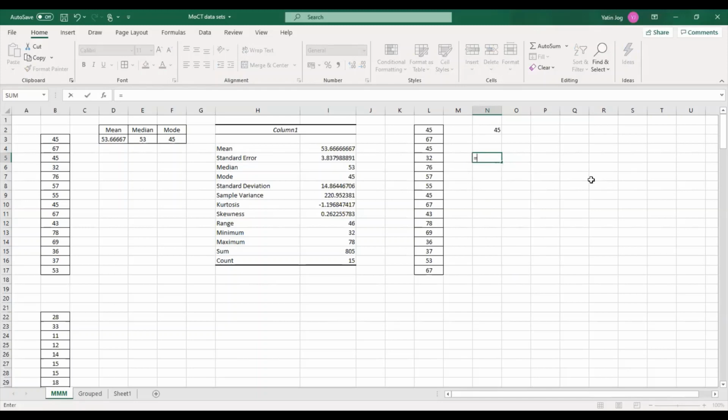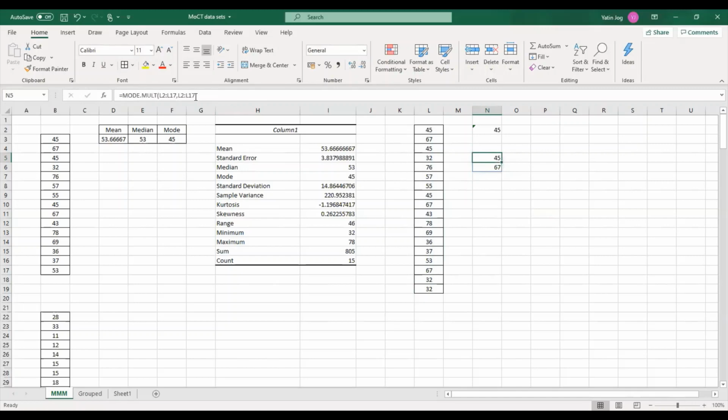We have a function called MODE.MULT. We have the function MODE.MULT into bracket. Now I have to select my data set 2 times. I'll give comma and again select the data set, closing bracket, and then I'll get both the mode values, 45 and 67. If I have another value, suppose 32, we took the example of 32, so I'll take the same example of 32. That means now my data set has 3 mode values.